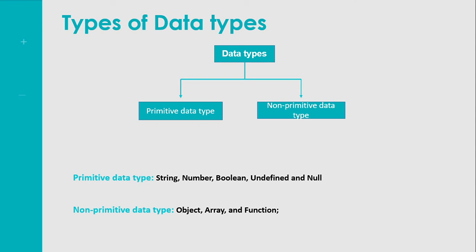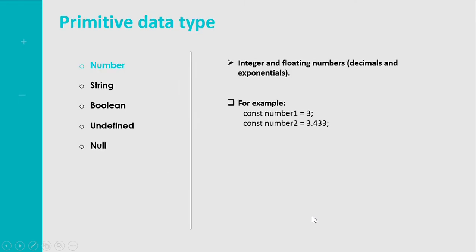There are two main types of data types: primitive data types and non-primitive data types. First, primitive data types are string, number, boolean, undefined and null. And non-primitive data types are object, array and function. Number. Number represents integer and floating numbers. Numbers in JavaScript are stored as 64-bit floats and can be manipulated using built-in operations.